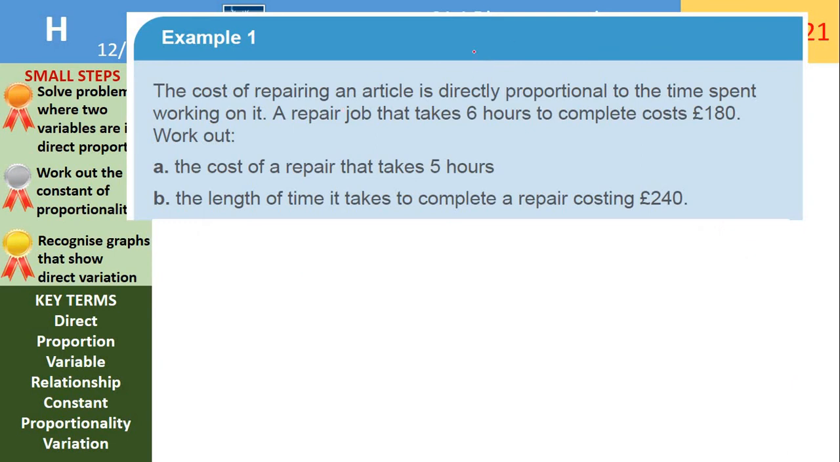So now here is the example from the textbook. The cost of repairing an article is directly proportional to the time spent. So let's go for R for repair. Actually, cost, I think I'll use C. And normally in an exam question, they'll tell you what algebra to use. We know that would give the formula C equals KT.